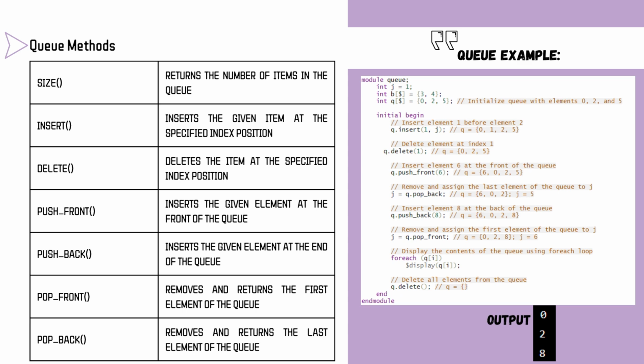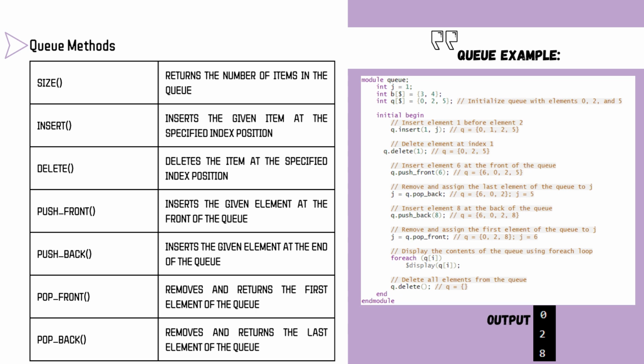Next, it deletes the element at index 1 using the delete method. This changes the queue from 0, 1, 2, 5 to 0, 2, 5. Then, it inserts the value 6 at the front of the queue using the push_front method. This changes the queue from 0, 2, 5 to 6, 0, 2, 5. After that, it removes and assigns the last element of the queue to j using the pop_back method. This changes the queue from 6, 0, 2, 5 to 6, 0, 2 and the value of j becomes 5.